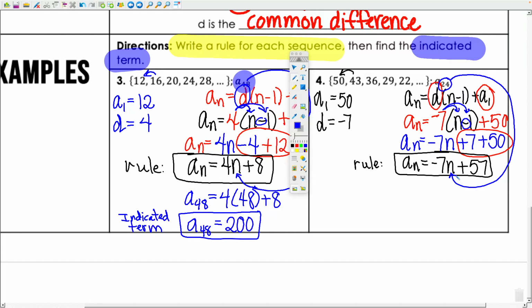So now I have a sub 24 equals negative 7 times 24 plus 57. This will give me the term that is 24 places down the line, okay? Let me check my answer key right quick to make sure you get the right value.